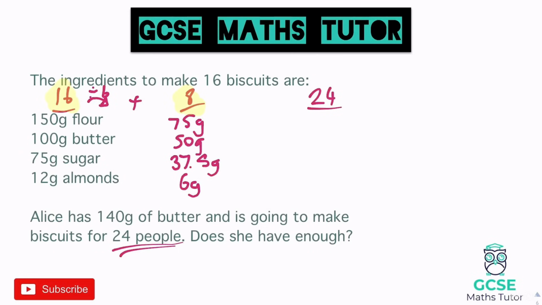So 150 plus 75 is 225 grams of flour. 100 plus 50 is 150 grams of butter. 75 plus 37.5, not a very nice one there, gives us 112.5. And 12 plus 6 gives us 18 grams for that last one.